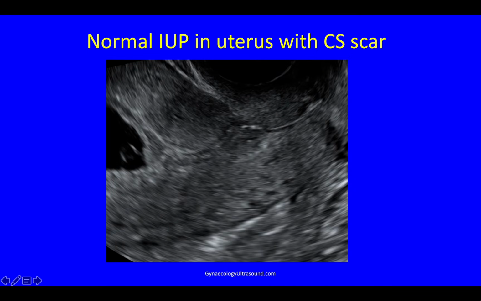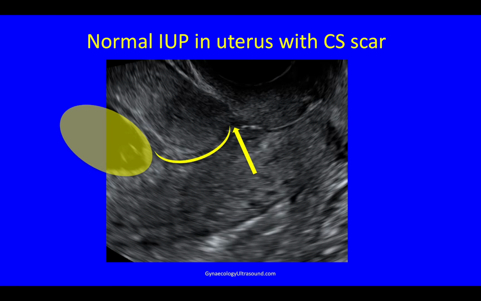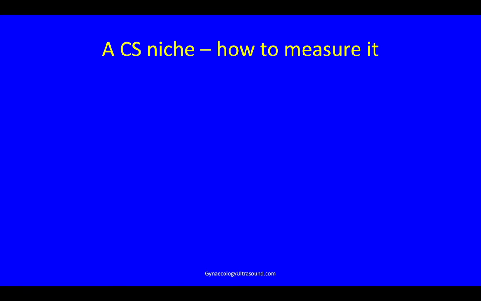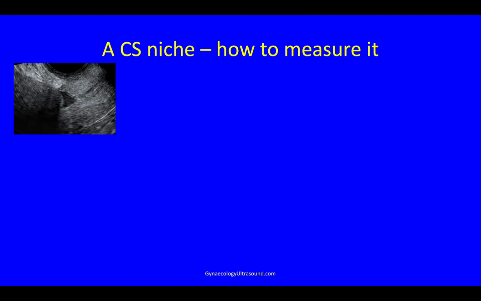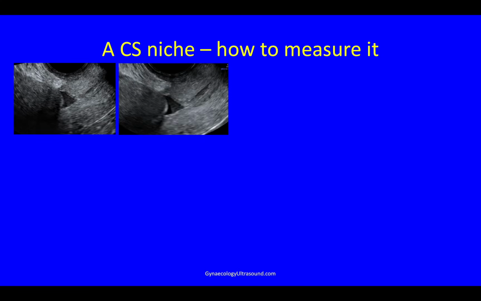A normal intrauterine pregnancy in a uterus with a section scar looks like this. There's the scar, there's the intrauterine pregnancy, and there's a good little distance between the two. But if the uterine scar hasn't healed very well, it can become a niche, and this is what a niche looks like, and how to measure them.